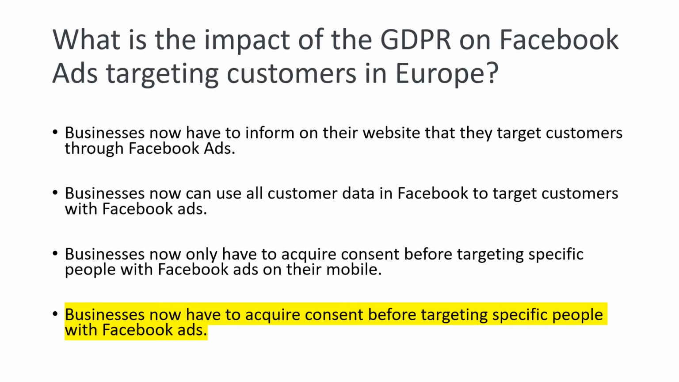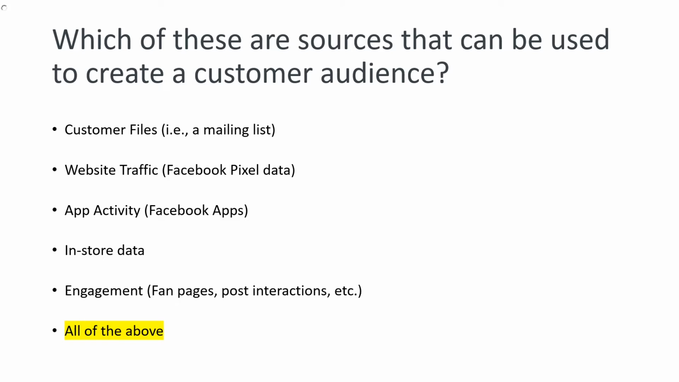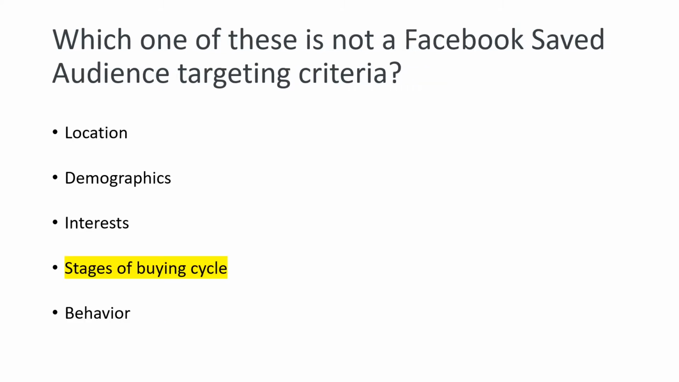55. What is the impact of the GDPR on Facebook ads targeting customers in Europe? Businesses now have to acquire consent before targeting specific people with Facebook ads. 56. Which of these are sources that can be used to create a customer audience? Customer files, i.e., a mailing list, website traffic, Facebook pixel data, app activity, Facebook apps, in-store data engagement, fan pages, post interactions, etc. 57. Which one of these is not a Facebook saved audience targeting criteria? Stages of buying cycle.